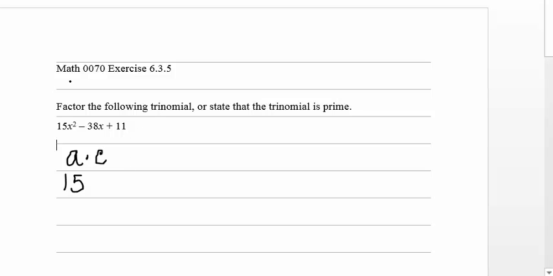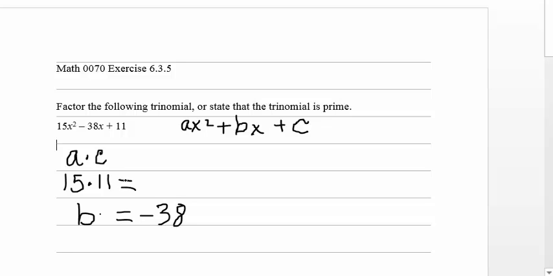Remember, we're thinking of our trinomial as ax squared plus bx plus c. So A is the number being multiplied by x squared, and C is the constant in the problem. B is the number being multiplied by x, which in this case is negative 38.